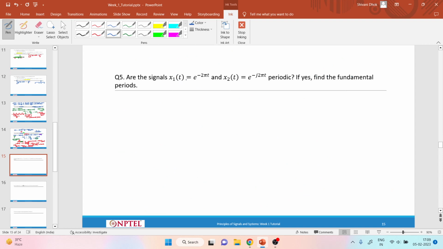So here I have two exponentials. The first signal is x1 of t equal to e power minus 2 pi t, and the second one is x2 of t, which is equal to e power minus j 2 pi t. So this is a real exponential, and this is a complex exponential. And we need to check if these are periodic or not.